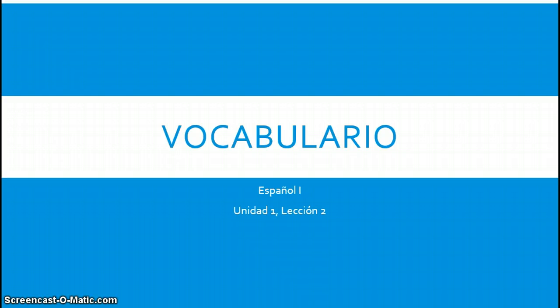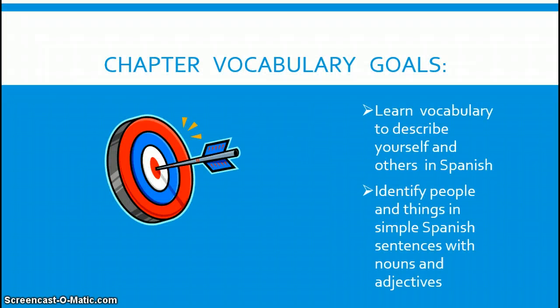This is our new vocab for Unit 1, Lesson 2. Our goals for this chapter are to learn the vocab to describe yourself and others in Spanish. Several of these words are adjectives or descriptive words. With that, we're going to use the vocab to identify people and things using simple Spanish sentences. These will include nouns and adjectives. So we're going to work on that in our grammar notes. But remember, our goal is to use this vocab to create simple sentences to describe yourself and others in español.